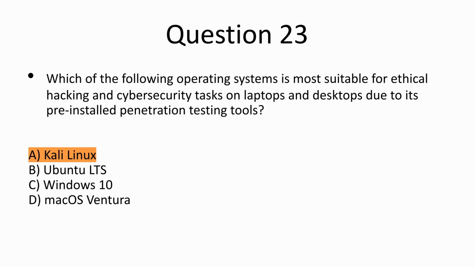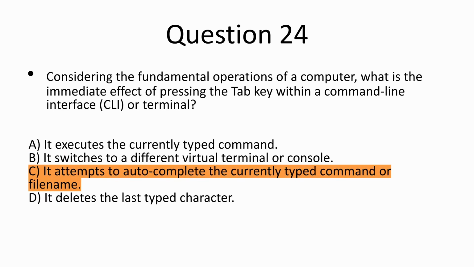Question 23. Which operating system is most suitable for ethical hacking due to its pre-installed tools? The correct option is A. Kali Linux. Question 24. What is the immediate effect of pressing the Tab key in a command line interface? C. It attempts to autocomplete the currently typed command or file name.